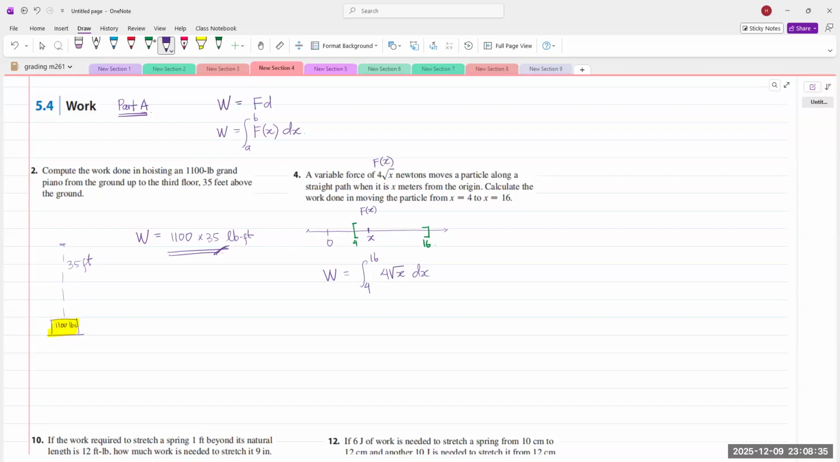Okay, because the force function varies with respect to the distance from the origin. Now then, how much work is needed to move this particle from 4 meters to 16 meters away from the origin. Okay, so that's the setup. To integrate that, of course, I think you can just do it yourself, right? Okay, but I give you that setup.